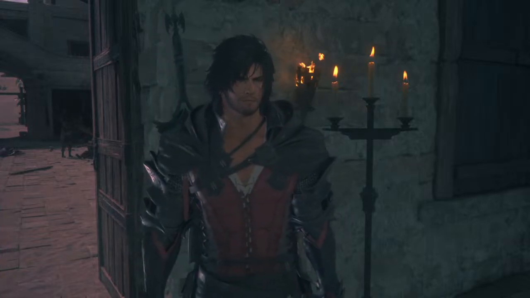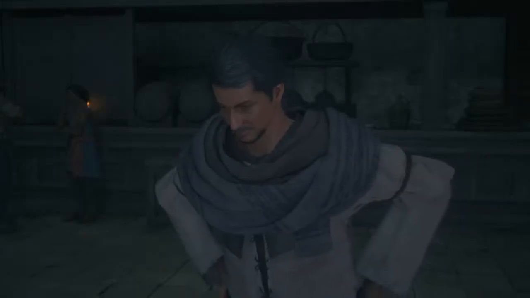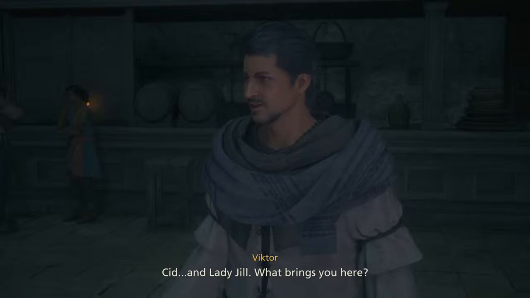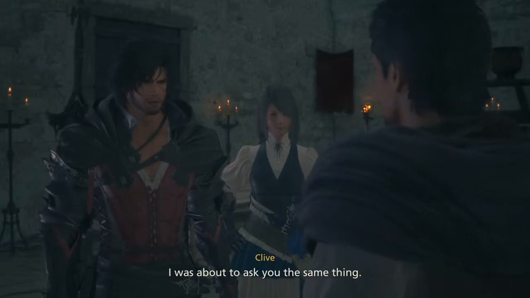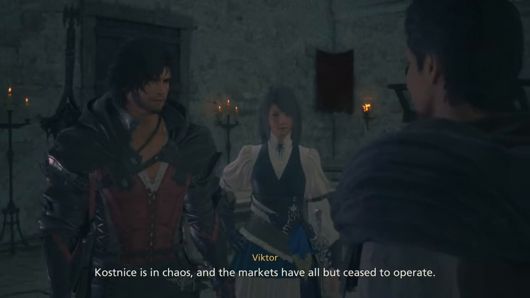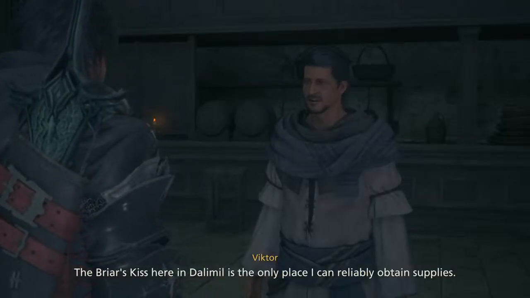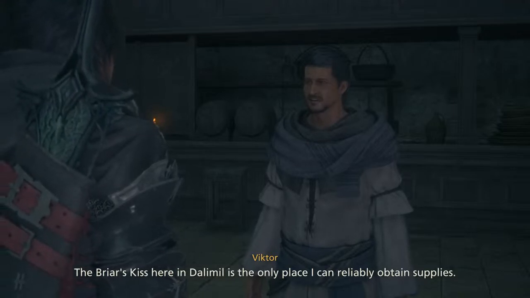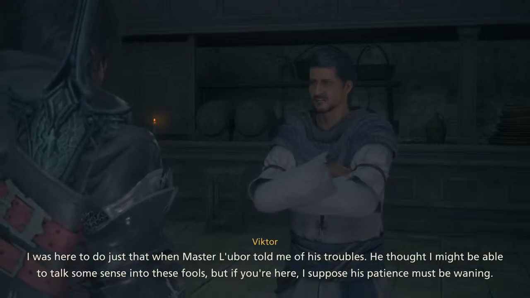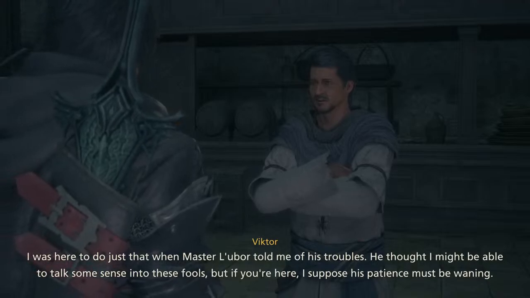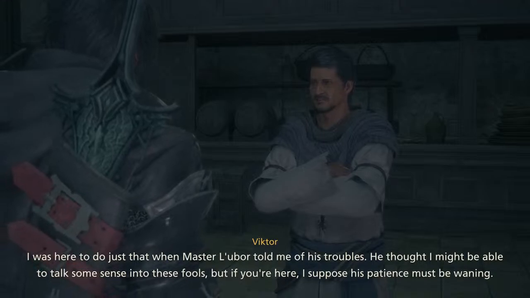Victor. What's he doing here? Sid. And Lady Jill. What brings you here? I was about to ask you the same thing. Costness is in chaos, and the markets have all but ceased to operate. The Briar's Kiss here in Dalimil is the only place I can reliably obtain supplies. I was here to do just that when Master Lubor told me of his troubles. He thought I might be able to talk some sense into these fools. But if you're here, I suppose his patience must be waning.